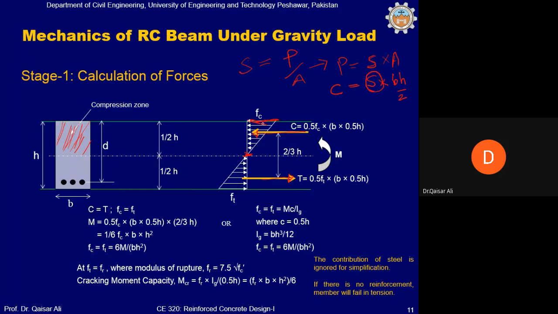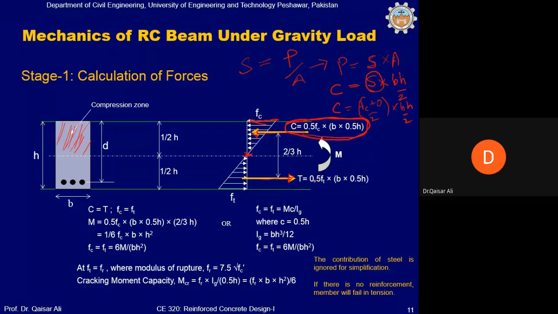And average stress will be FC plus 0 divided by 2. So C will be equal to FC plus 0 divided by 2, which is 0.5 FC, multiplied by BH by 2, which is also 0.5 BH. So C will be equal to 0.5 FC. You can see now in this, C is equal to 0.5 FC into B into 0.5 H. This is the compressive force.